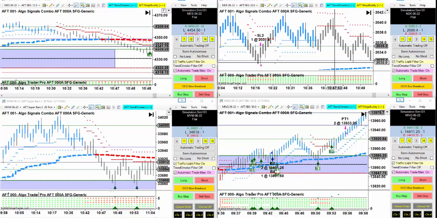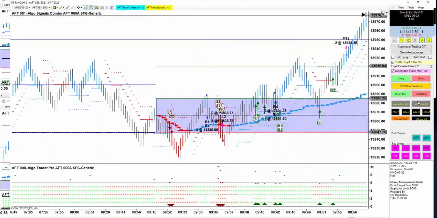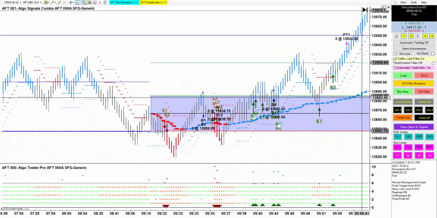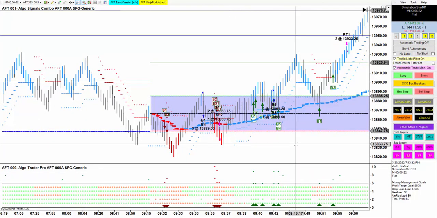This is an opening morning breakout. This template is built in when you download it, and you can download it for free. Use it as long as you want in sim mode. And when you're ready, you become proficient and you want to go live, you can purchase a live license or lease a live license.